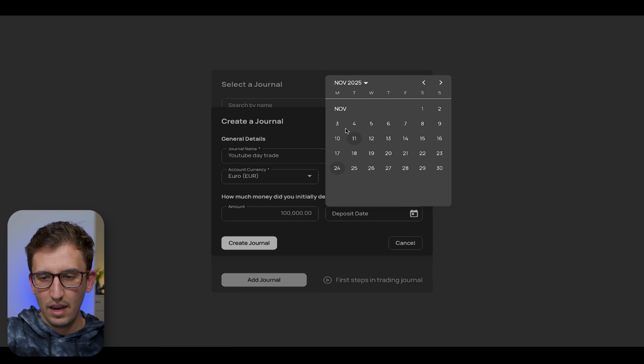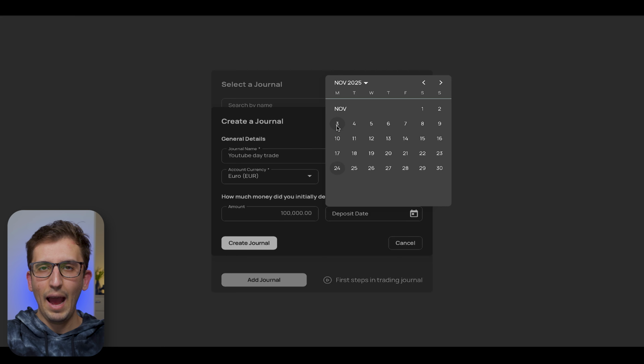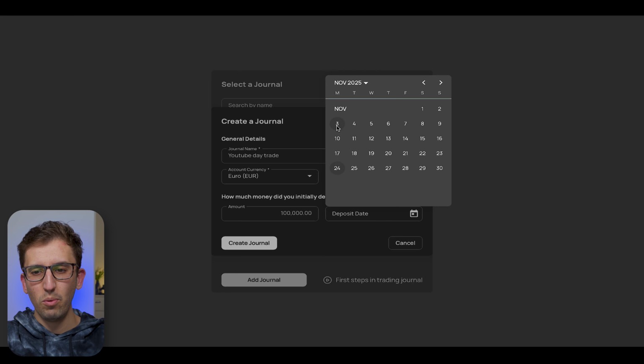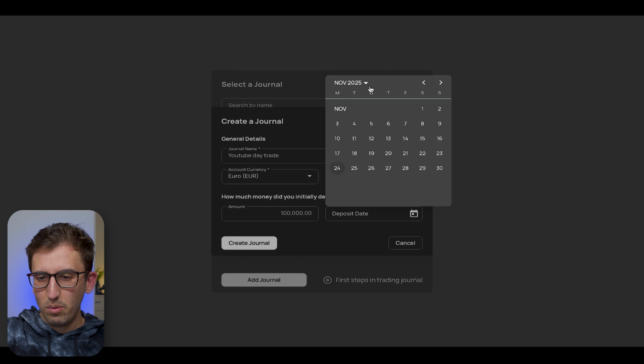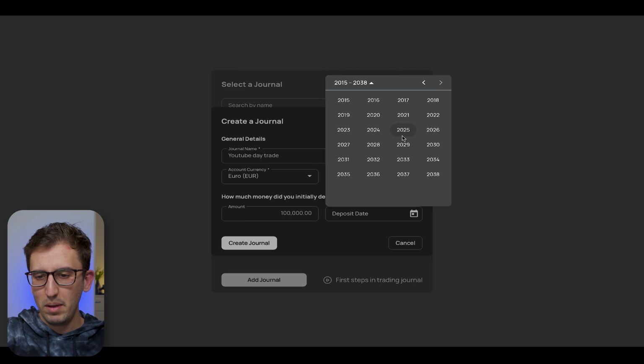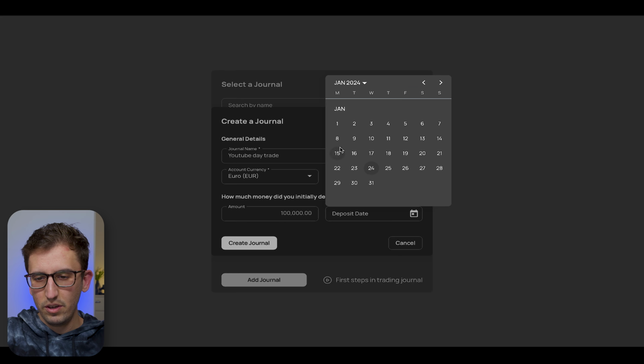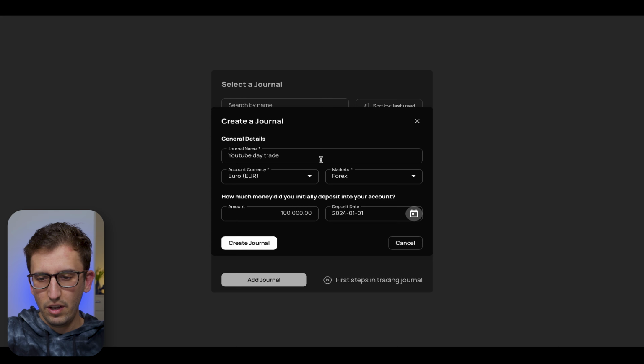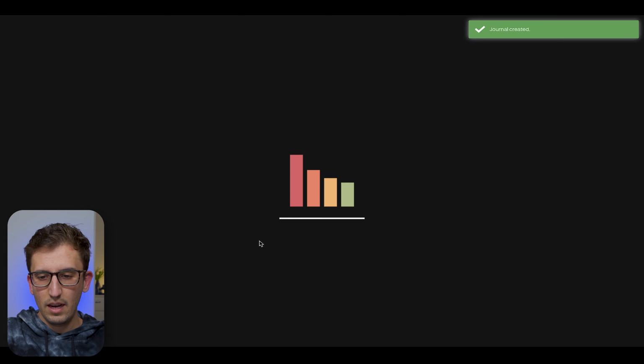And you can say deposit date. You can put either, today's the 3rd of November, so you could put that if that's when you're going to start to log, or you can also backlog. So if you had somewhere where you were journaling and you want to put your data in, then you could put it in. So let's say, for example, maybe you've got data from 2024. So you can say 1st of January 2024, you deposited 100,000, and then you'd say create journal.